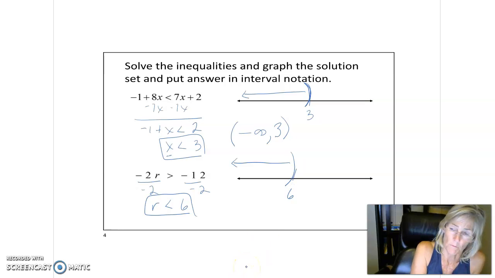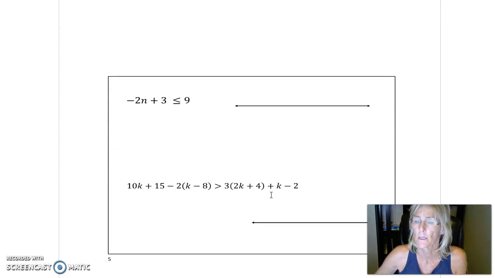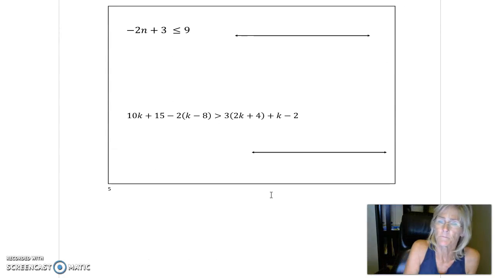Okay, again, we come from the left. What value satisfies? If I picked any of these numbers and plugged them in, it would work. So obviously a lot of the negative numbers would work. So I'm coming from negative infinity and going to 6. This has a parenthesis. It doesn't include 6. And we always put a parenthesis around negative or positive infinity. Okay, let's look at another one.